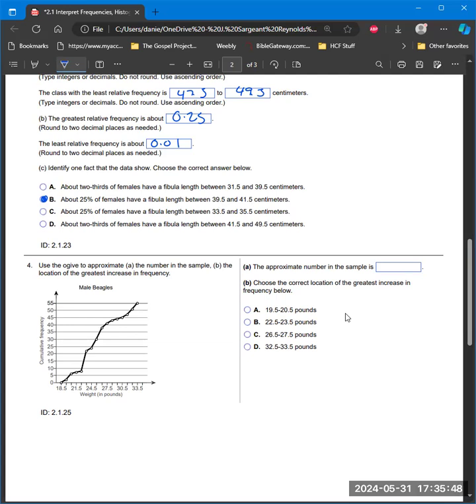That looks like 55 was the total number of people sampled, because that's the cumulative frequency at the end. And then choose the correct location of the greatest increase in the frequency. So where's the graph the steepest? And that looks like right here, from 22.5 to 23.5 pounds. That's the steepest part of the graph, so that's where the greatest increase occurred.